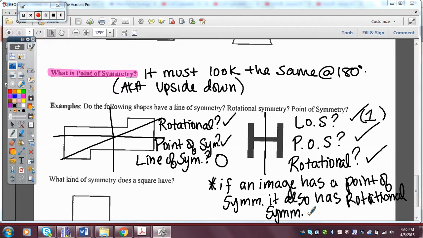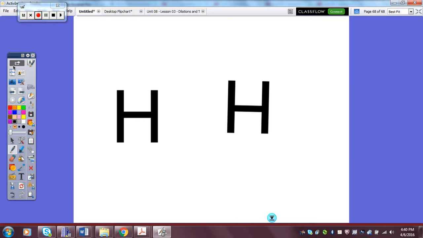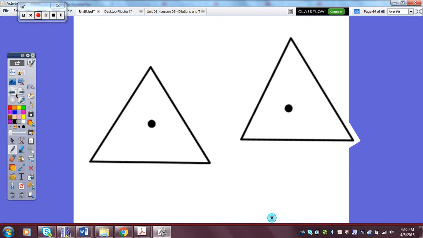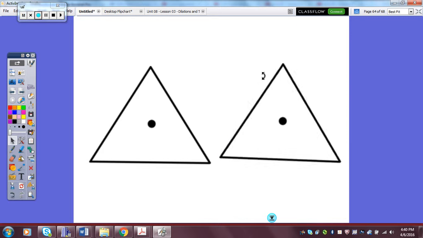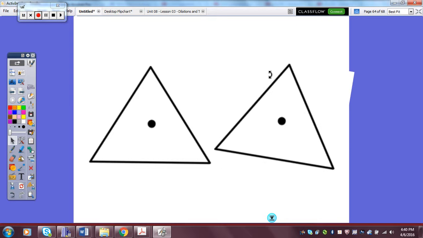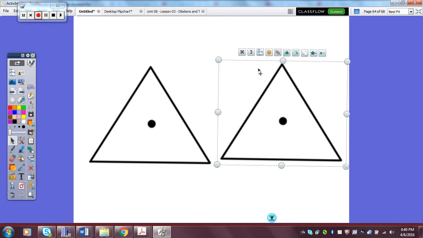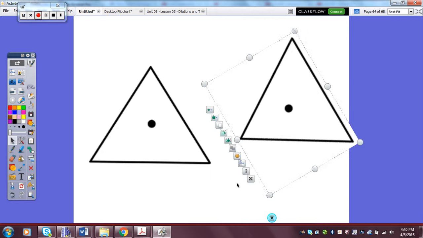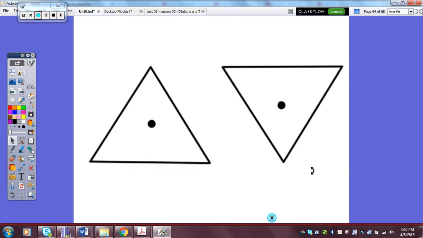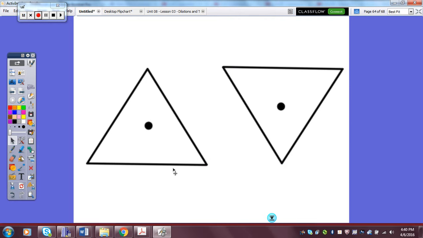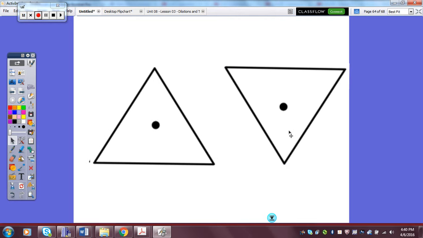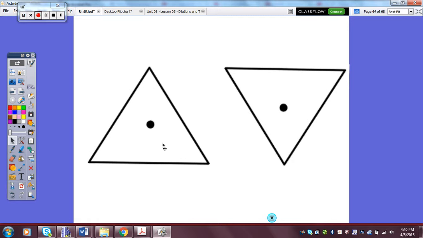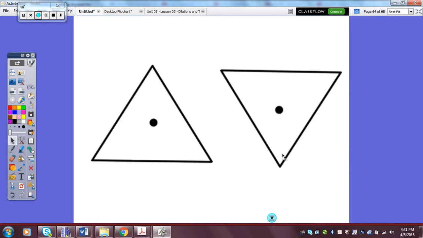Okay. If I go back to that equilateral triangle, we talked about how this shape has rotational symmetry. See if you can find the original. Here's the original. It has rotational symmetry if I spin it this much. But what if I spin it completely upside down? Nope, this does not look the same as this. My base is on the ground over here. My base is up in the air over here. So this would have rotational symmetry, but it doesn't have a point of symmetry.